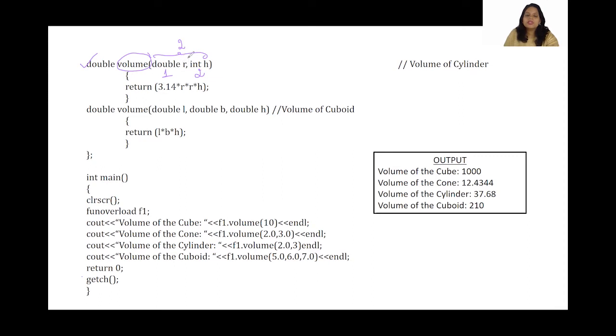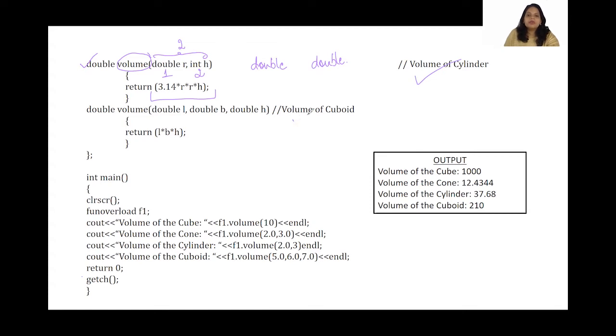Though this looks similar to the one which we did just now, which is the cone, here the parameters are of different types. There we had double and double, the first parameter was double, the second parameter was also double, and the return type was also double. But here, though the return type is double and one parameter is a double, the other one is int. Okay, so this is the calculation to find the volume of a cylinder.